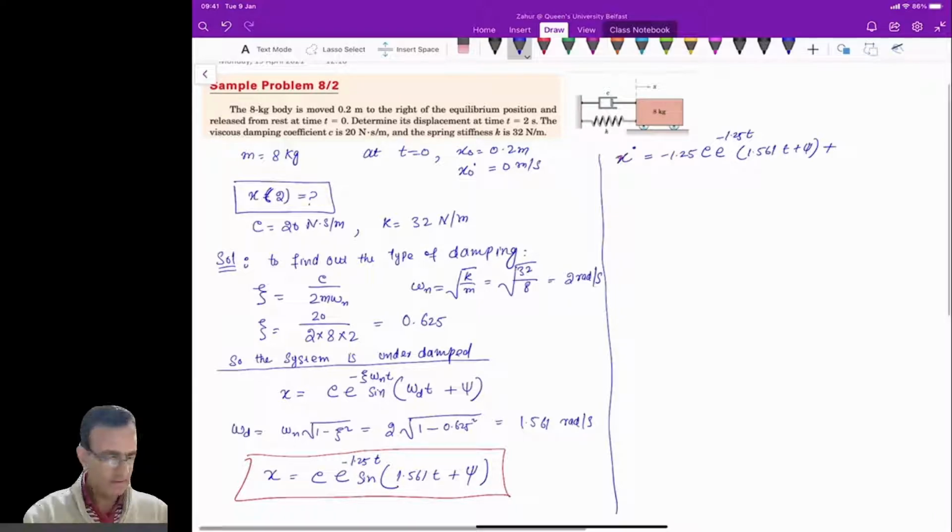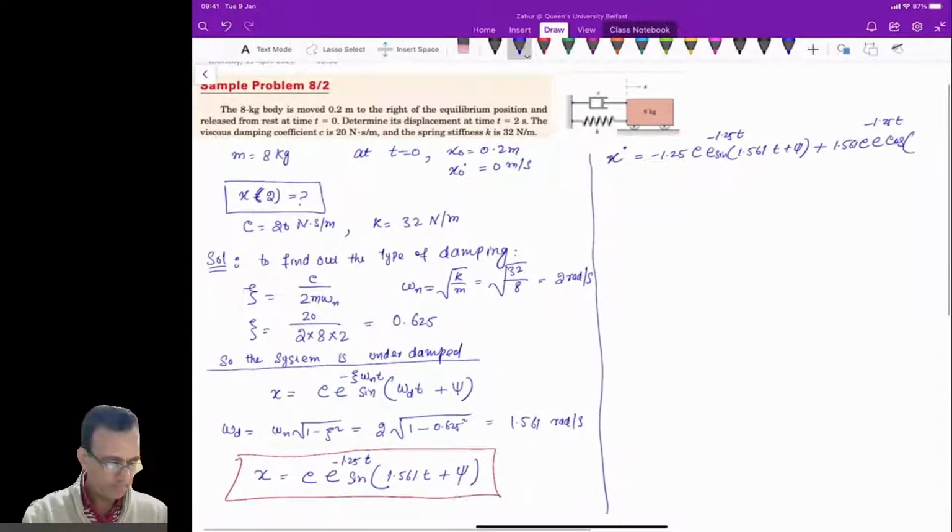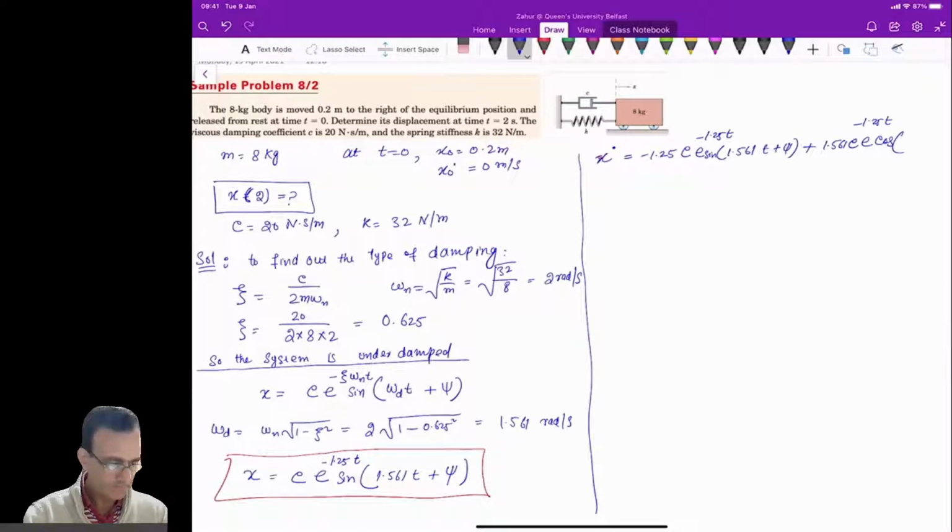The sine is here. So it will become equal to 1.561 C e to the power minus 1.25t, and it becomes equal to cos(1.561t plus psi). This is the equation we get for the velocity here. We have the equation for displacement and velocity.